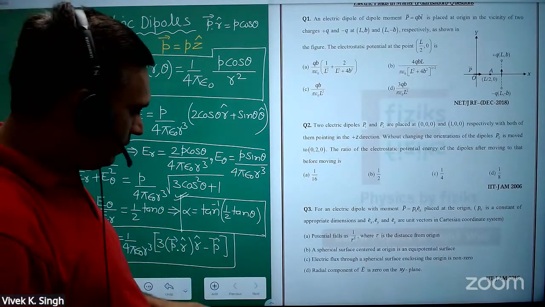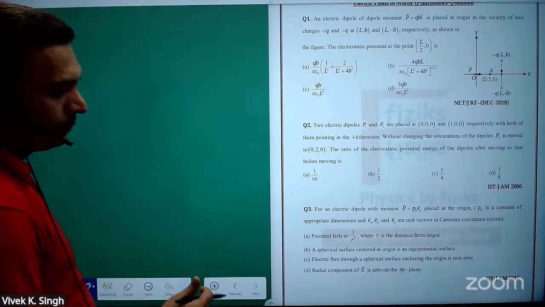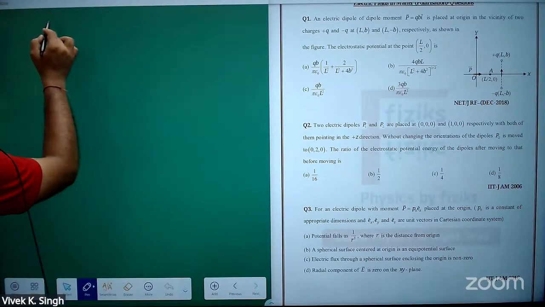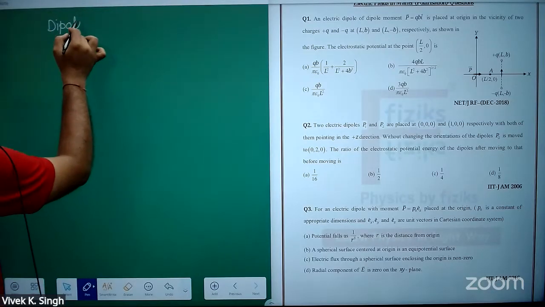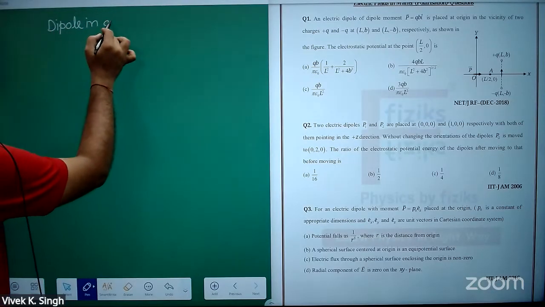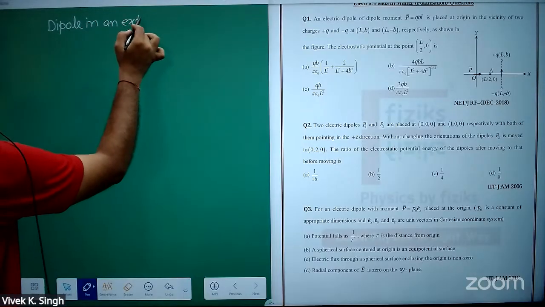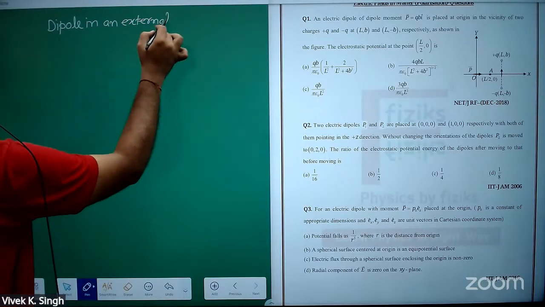Now we will see dipole in an external electric field. When you have a dipole in an external electric field.